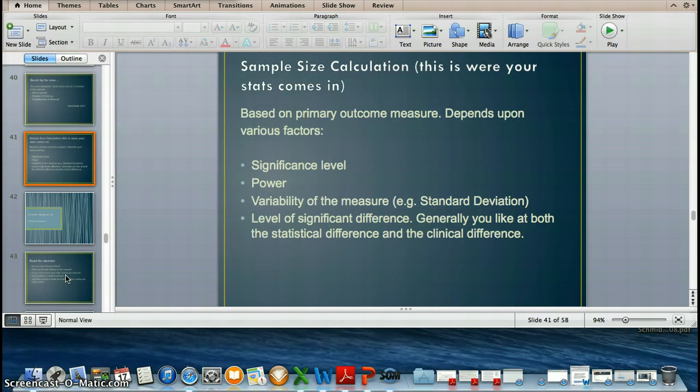You're going to look at sample size calculation. Now, this is where your stats come in, okay? This is based on the primary outcome measure and depends on various factors that are included, which include significance level, power, variability of the measure, and level of significant difference. And you will look at both the statistical difference and the clinical. And remember, they are not the same. So you will look at both.